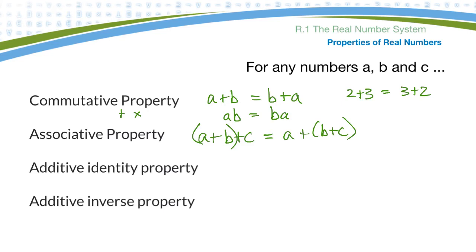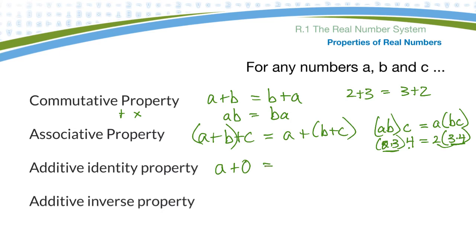Under multiplication, it would look like this. If I have A times B and then C, that's the same thing as A times B times C. Or if I put in numbers, say 2 times 3 times 4 is the same thing as 2 times 3 times 4. Let's just confirm that. 2 times 3 is 6, times 4 is 24. Here, 3 times 4 is 12, 12 times 2, 24. Yeah, rule works.